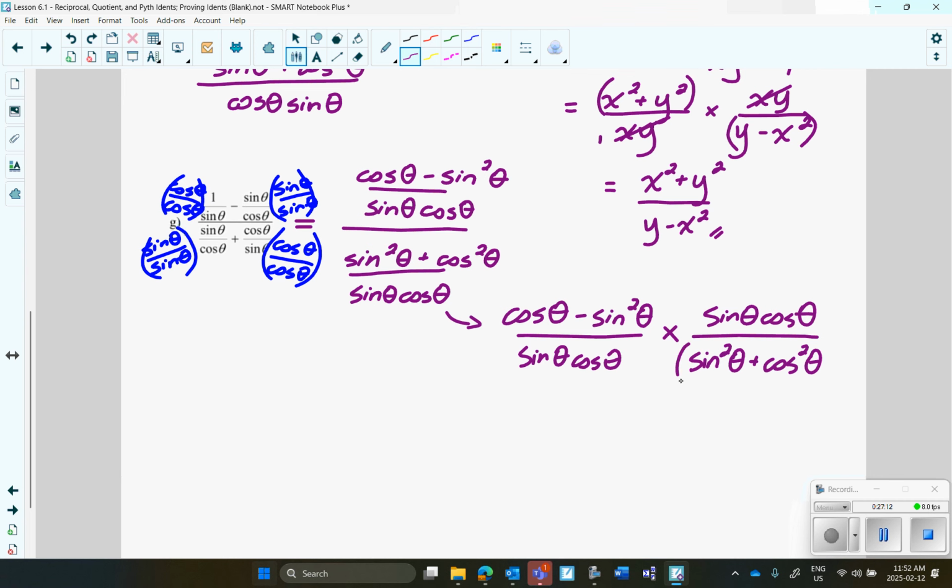Remember, think of these like they're in parentheses. There's two terms in this one, but they can't be separated. Two terms in this one, but they can't be separated. These are not identical, so I can't cancel them. However, these I can. And I am left with cos theta minus sine squared theta divided by sine squared theta plus cos squared theta.